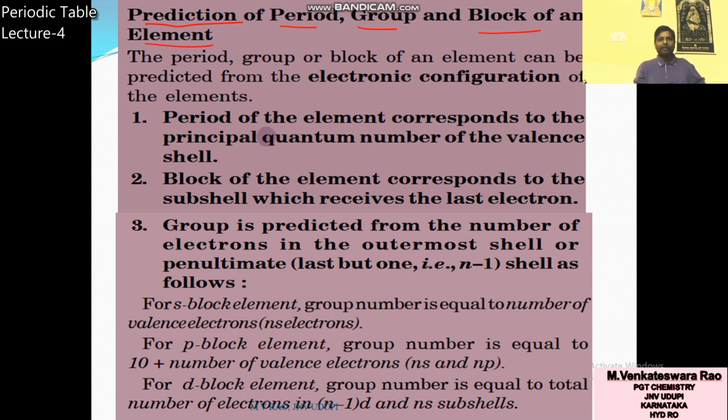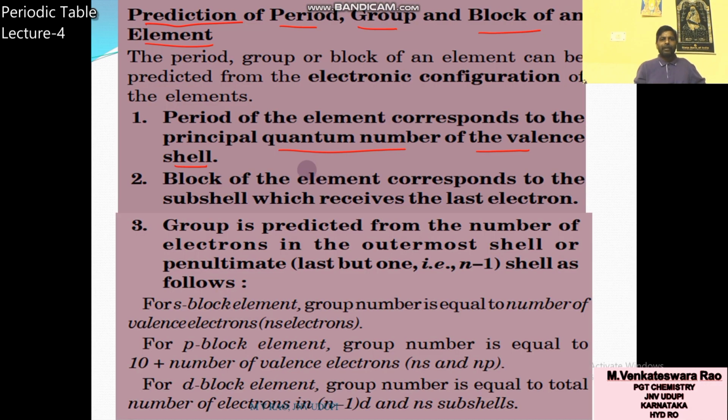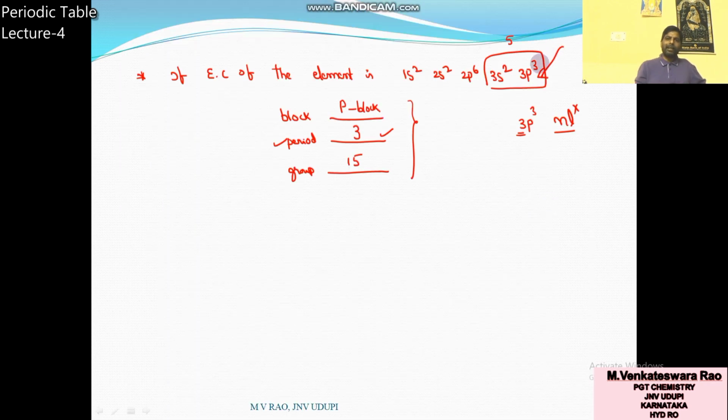Now you see here, period of the element corresponds to the principal quantum number of the valence shell. So period number, if you want to know, what is the principal quantum number? 3. Next one, block of the element corresponds to the subshell which receives the last electron. Last electron is in p subshell, so it belongs to p block.